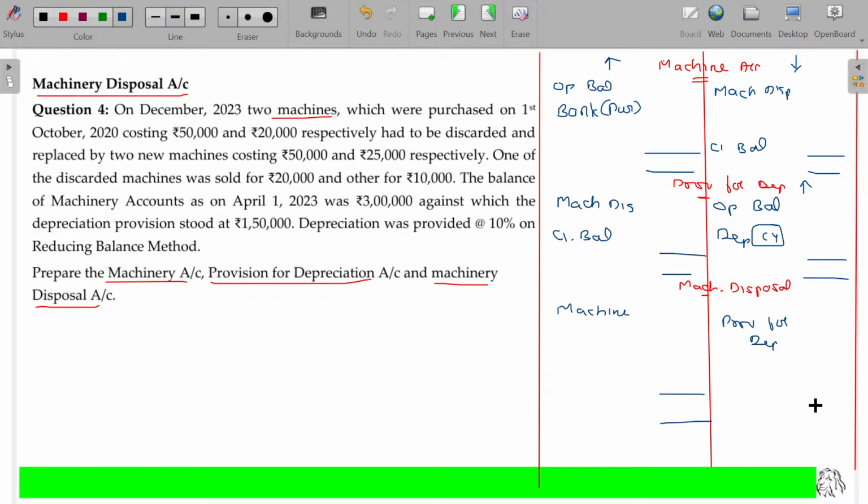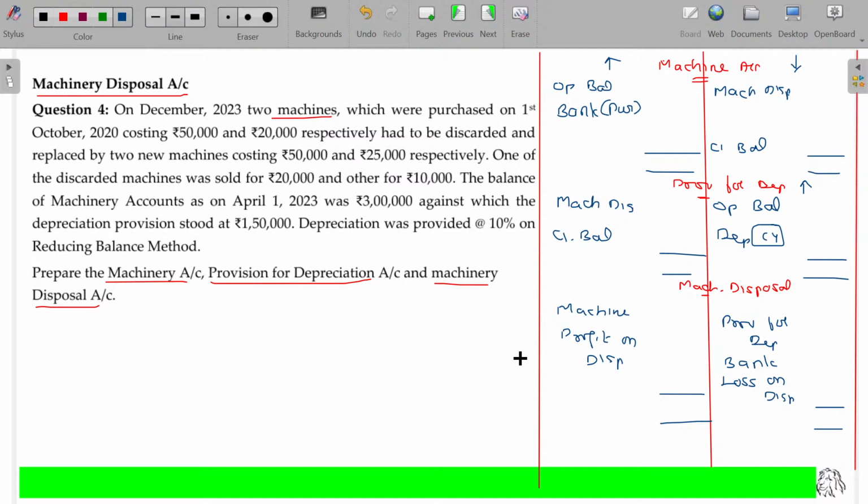Clear? And in the machine disposal account, you get the collection later on. So bank account debit, machine disposal credit. On disposal, if you get any profit, it increases the value of the machine disposal. So profit on disposal should be on the debit side. In case of loss, it should be on the credit side. Loss on disposal.